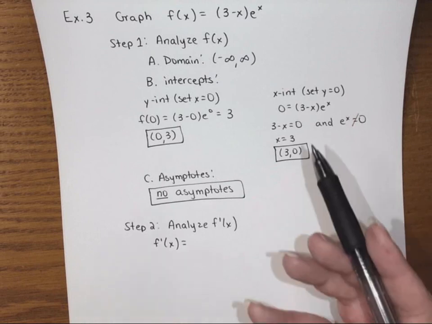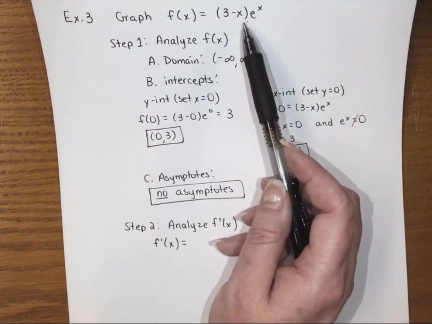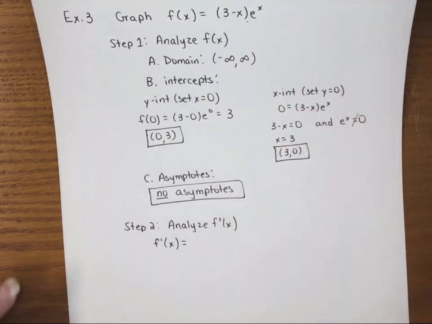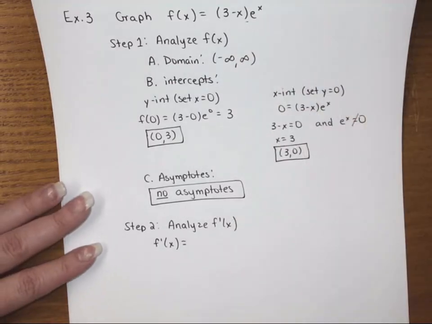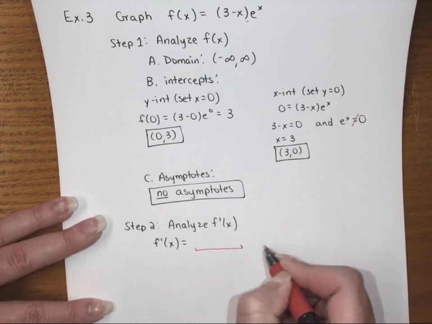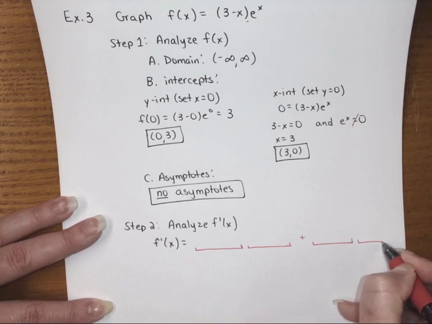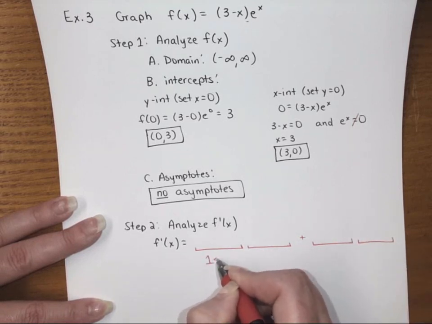Okay, so let's go back up and look at our original function where I'm pointing with my pen. Notice there's two parts to it, right? So this is a product rule situation. So we are going to have to set up our template. So it's going to be first times derivative of the second plus second times derivative of the first.